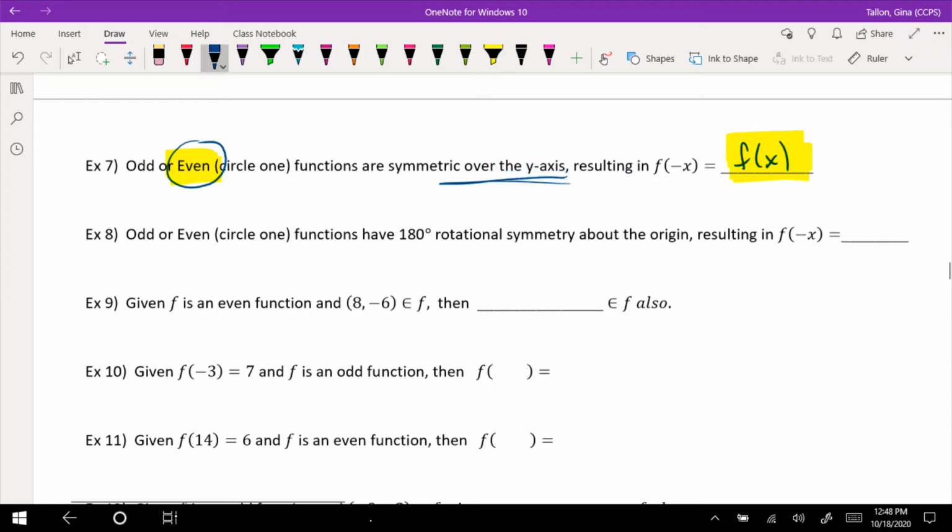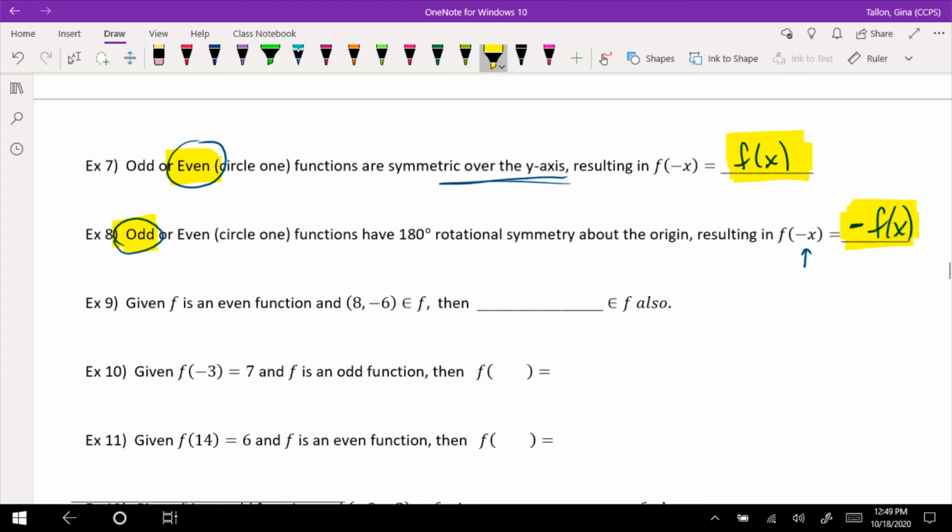Question number 8. Odd or even, circle one: functions have 180-degree rotational symmetry about the origin. The origin is the point 0, 0. That's going to be your odd function, resulting in, okay, what happens if you negate the x? You have to negate the y. So the y value is f of x, and when you negate it, you put a minus on the outside of it, and that is going to be your mathematical definition of your odd function as well.